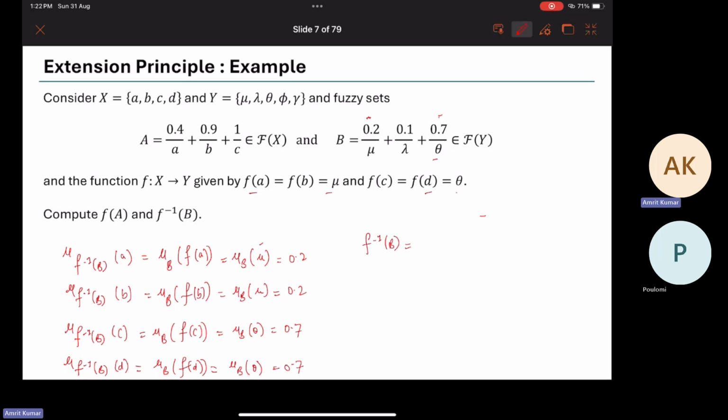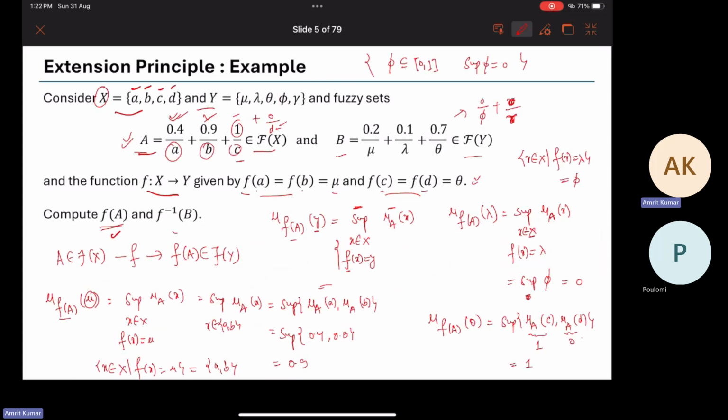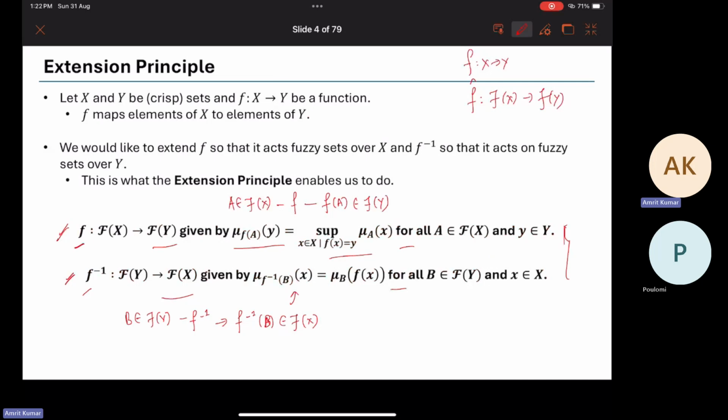So our fuzzy set F inverse of B is precisely this set, right? I hope this made sense to everyone. All we are doing is applying this definition, right? Nothing more.